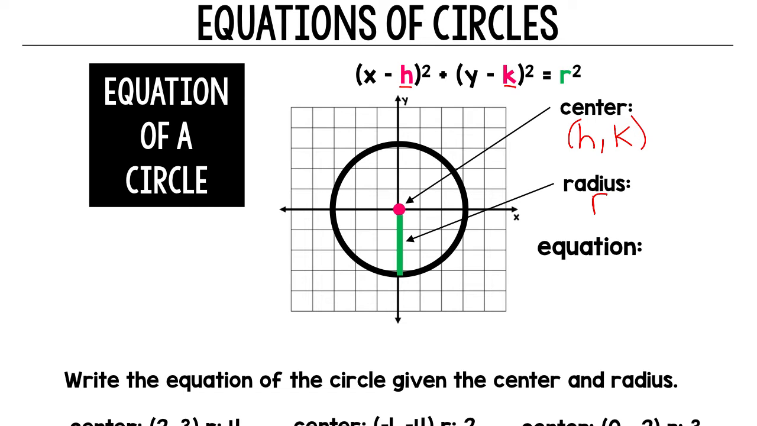So the equation for this particular circle is going to be x minus 0 squared plus y minus 0 squared equals, our radius is 1, 2, 3 units long. So that's 3 squared. So we have x squared plus y squared equals 9. That's the equation for this particular circle.